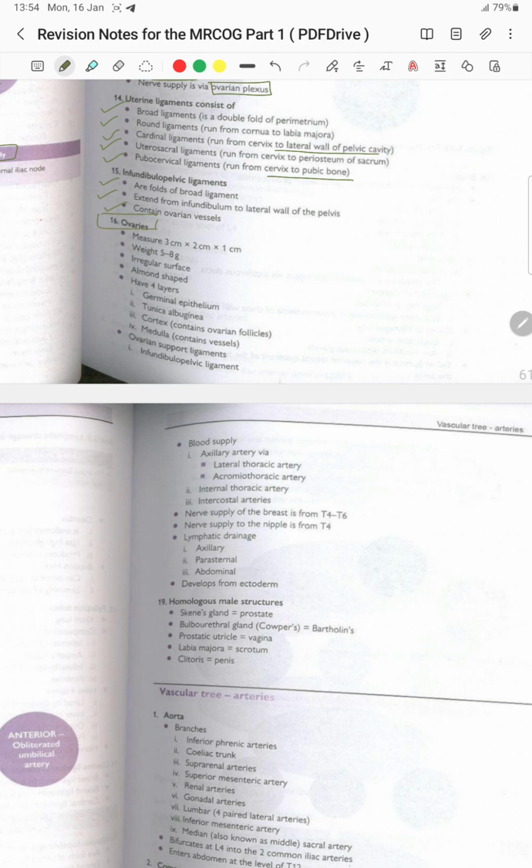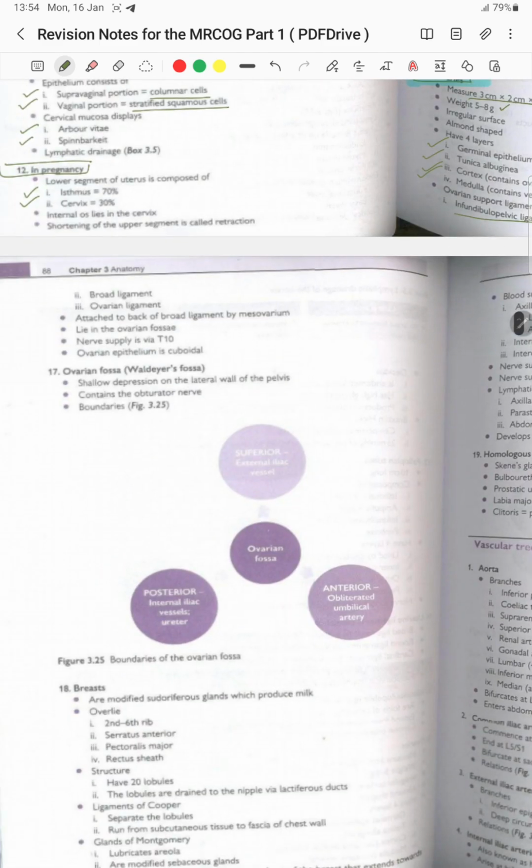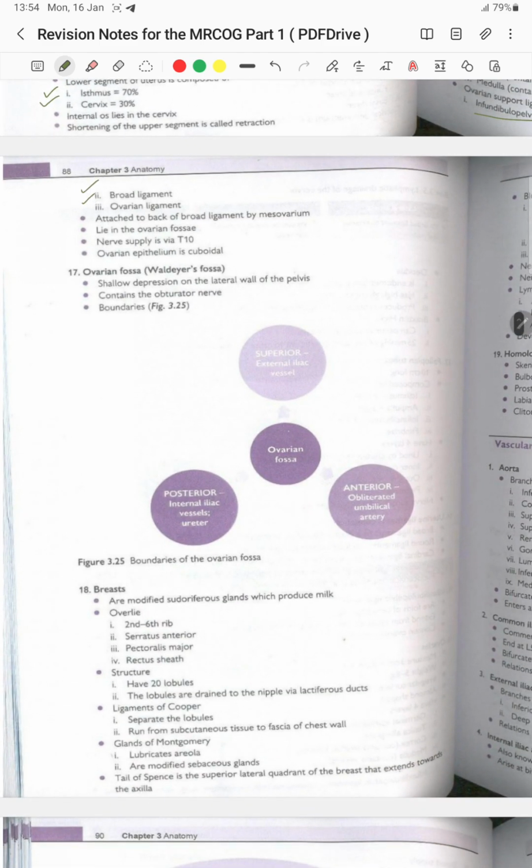Now moving towards the ovaries. They measure 3 by 2 by 1 centimeter, and they weigh 5 to 8 gram, with an irregular surface and almond shape, and they have 4 layers: the germinal epithelium, tunica albuginea, and cortex. The cortex contains ovarian follicles, and the medulla contains the vessels. The ovarian supporting ligaments are the infundibulopelvic ligament, the broad ligament, and the ovarian ligament.